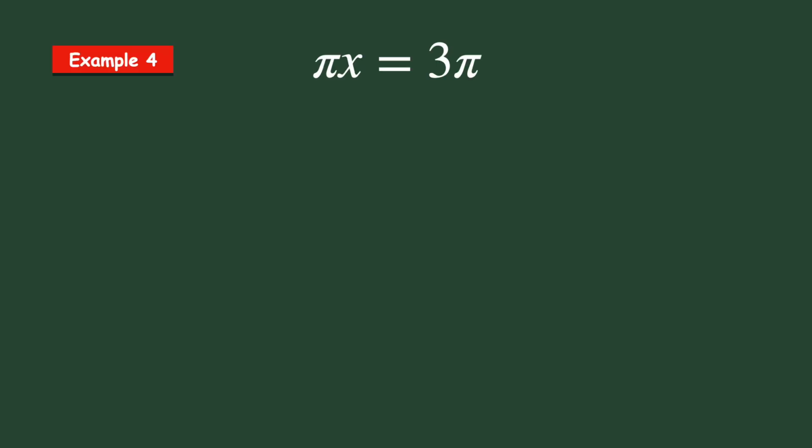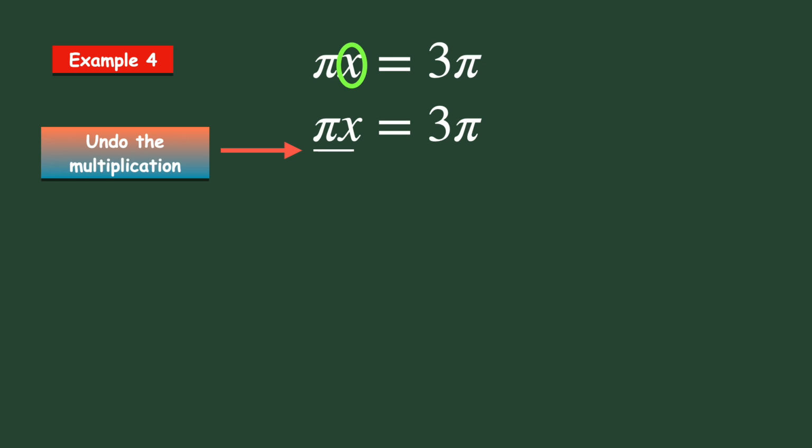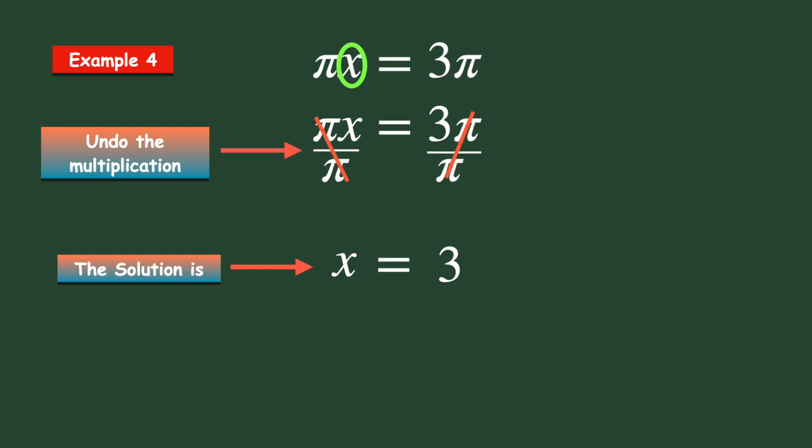For this last example, I wanted to show you how to solve an equation where the mathematical constant of pi is being multiplied to a variable that you need to solve for, which in this case is x. Since pi is being multiplied to x, we need to undo the multiplication by dividing by pi on both sides of the equation to keep it in balance. Looking at the left side, we can cancel the pi's, leaving us with just the x. And then cancel the pi's on the right side here, leaving just the 3. So our solution for x is x equals 3.